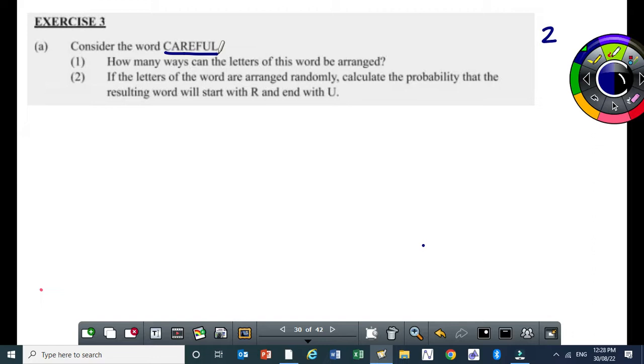If repetition was allowed, we just use the exponential form. So 7 to the power 7. Here we have 7 letters that are different.